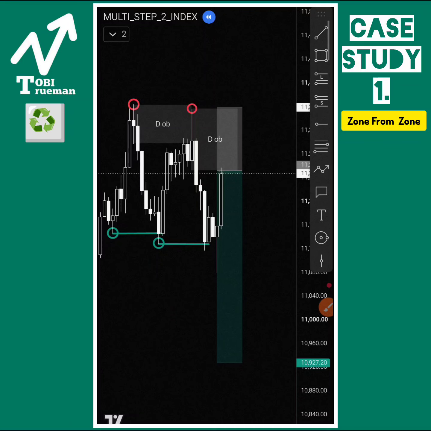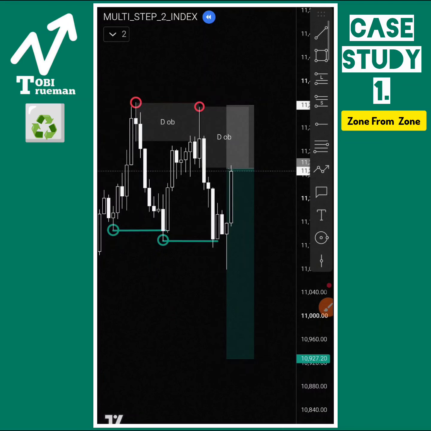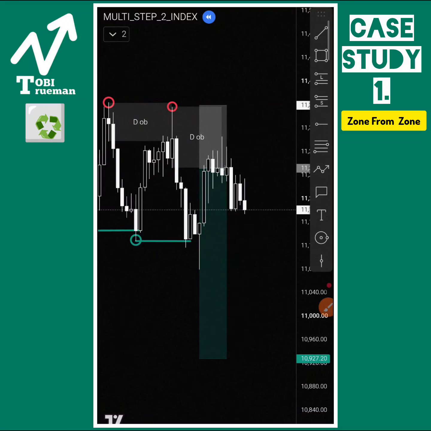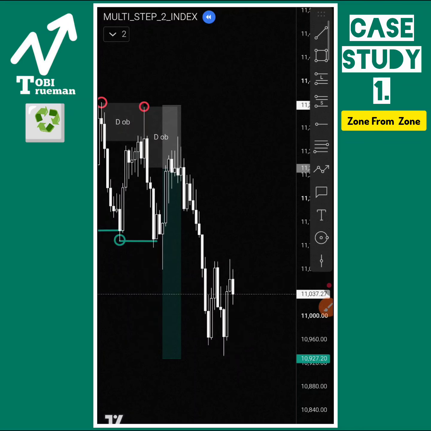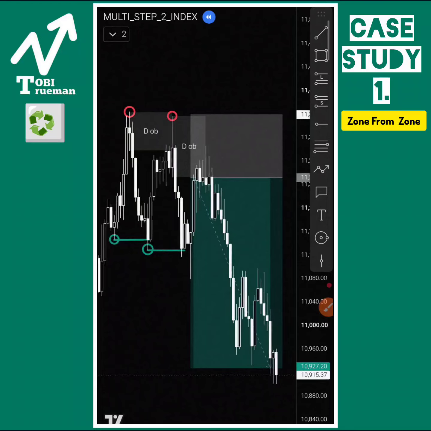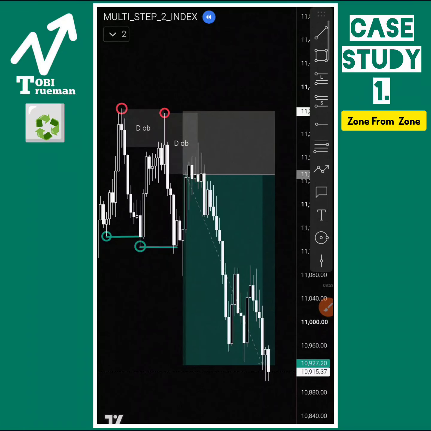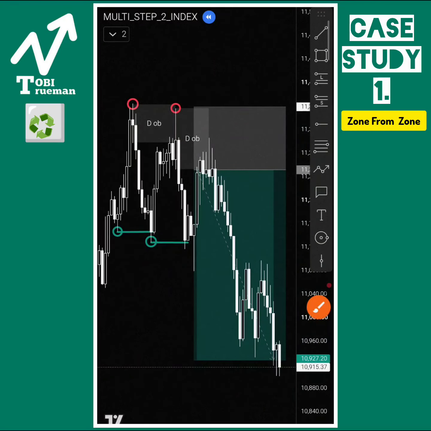You see now price has tapped into the supply zone. We can see that this is a very beautiful trade, because price went into this supply zone, tapped into our sell limit, and then gave us our 1 to 3 risk to reward. So this is just how you apply this strategy.